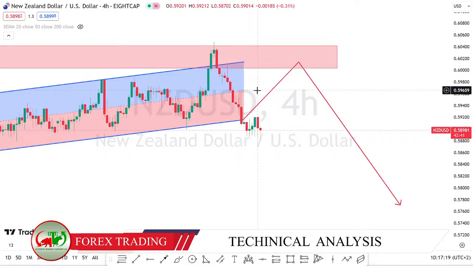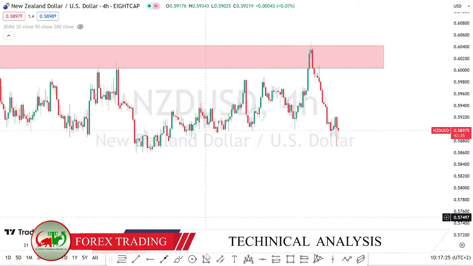Let's make it with a regular channel. We do have a bearish channel here on New Zealand USD. Since this market is bearish, you see it was a downtrend. This is what we call a bear flag, my friend. And you see the market broke this support and tested it and gave us a bearish engulfing candlestick pattern.